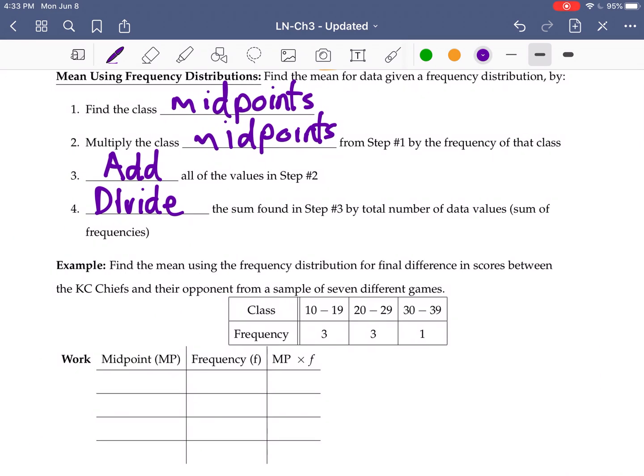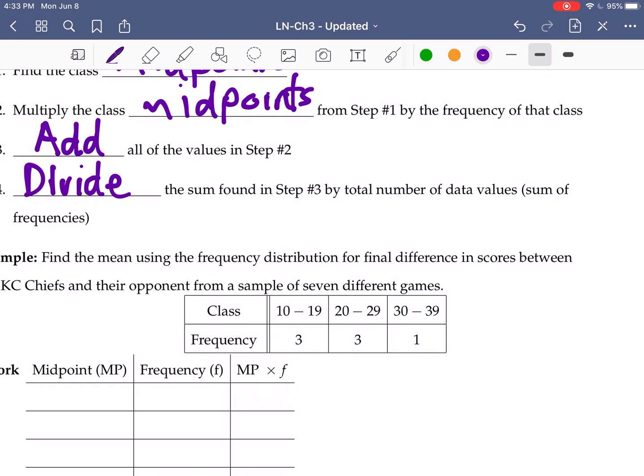As a formula, there's a variety of ways people might write this, but sigma is a sum of the frequency times the midpoint. So I'll use an x with a subscript of m, all over the sum of the frequencies. Right? So that's how we can find the mean.